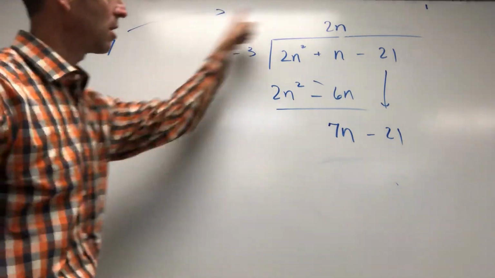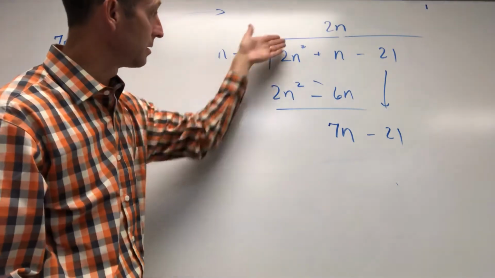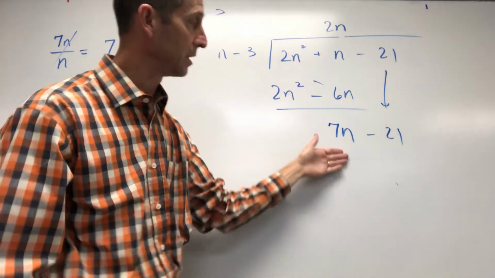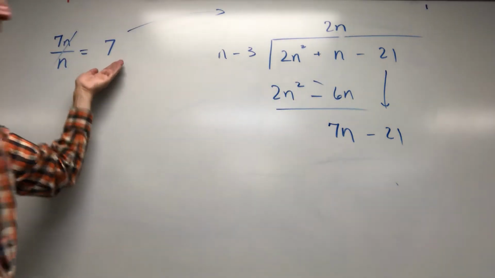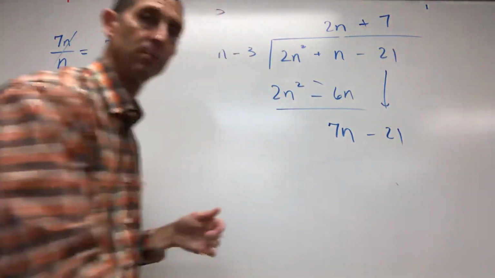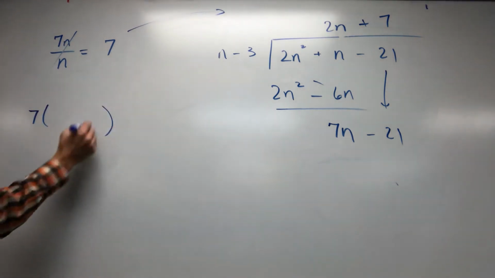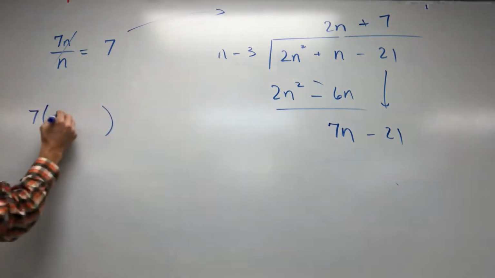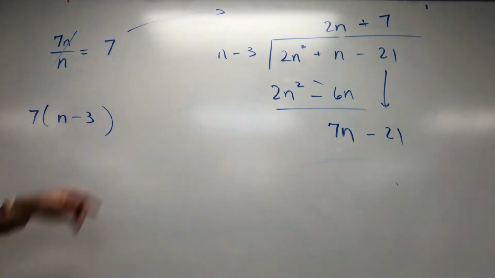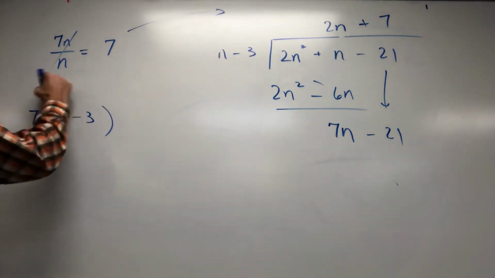He's got to go up here on top. Where does he go? Well, easy. N squareds? Nope. N? Nope. He's a regular number, a positive 7. So a positive 7 hangs out in the column with all the numbers. Your next step, grab that positive 7, multiply it by the divisor. So this 7 hits that divisor, n minus 3, bam, bam.